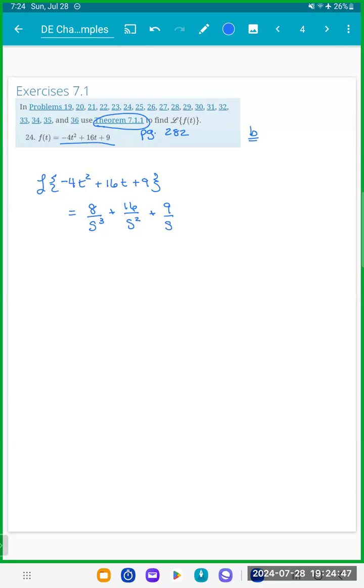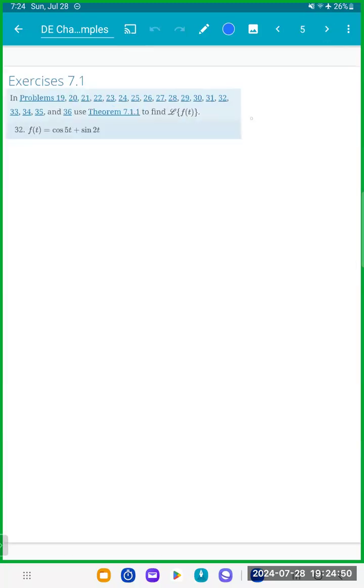Okay. Another example, this time we're going to use E and D. And so for this one, we have our Laplace transform of cosine 5t plus sine 2t. Using E and D for this, we're going to get s over s squared plus 25 plus 2 over s squared plus 4.